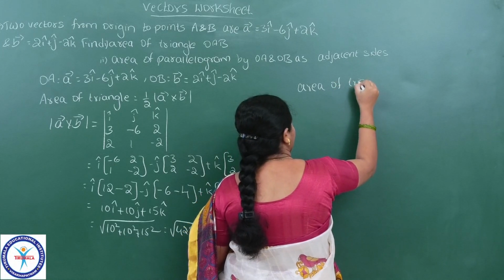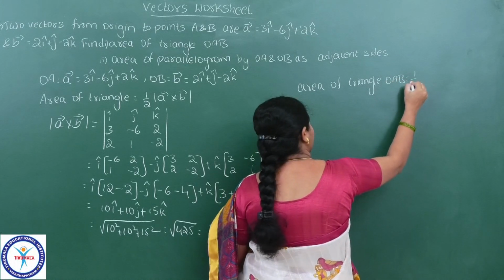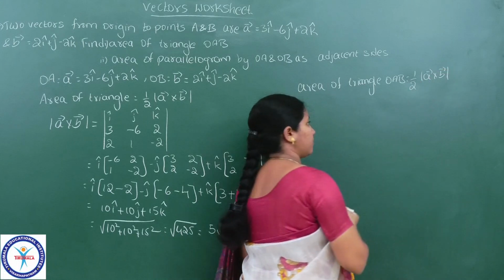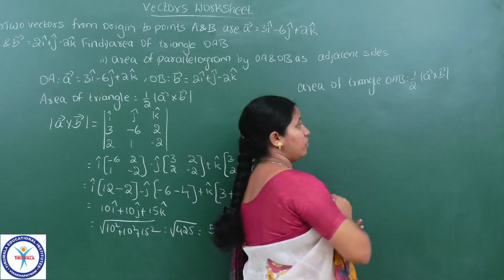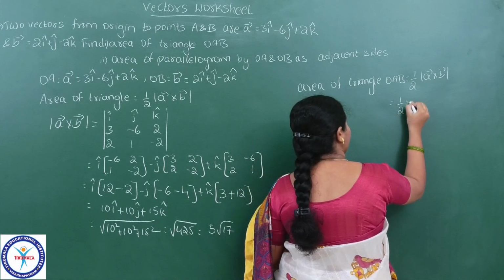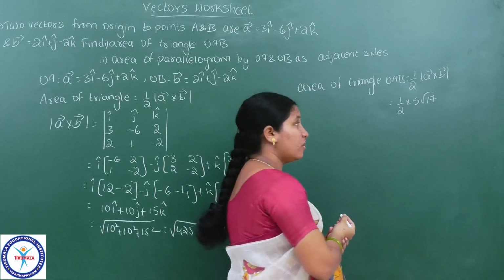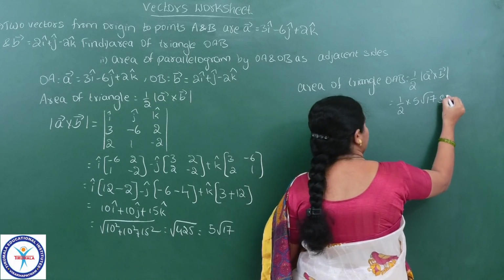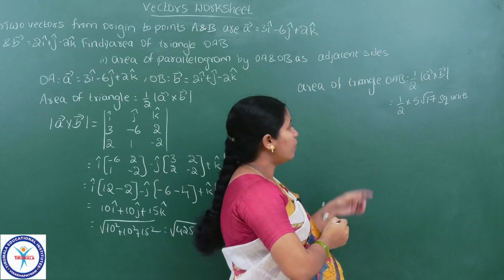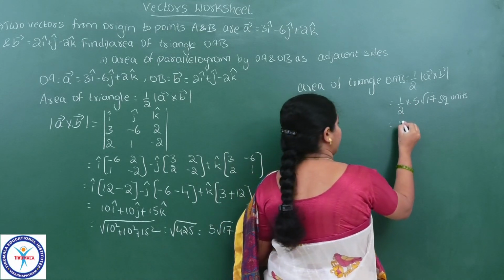Area of triangle OAB equal to half modulus of a bar cross b bar. So substitute the value of mod a bar cross b bar. So that equal to half into 5 root 17. So this is the area of triangle. So units, square units. So area of triangle OAB equal to 5 by 2 into root 17 square units.